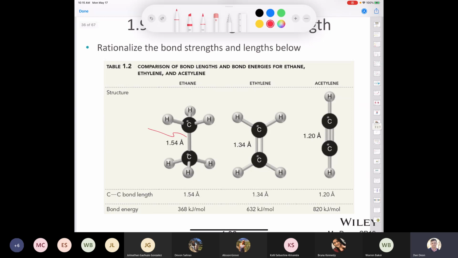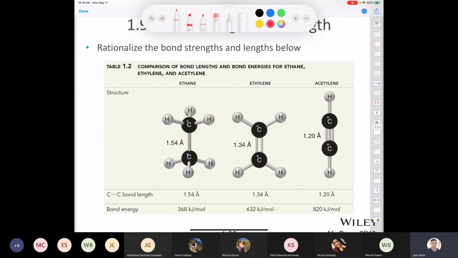What happens to the bond length as we go from a single to a double to a triple is you see that the bond length decreases, right? It gets shorter and shorter. Why is that? It's really just because the more orbitals that you have that have to overlap to form bonds, the closer the carbon atoms have to get together.